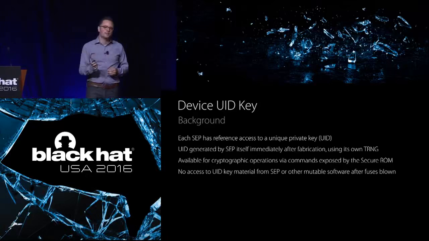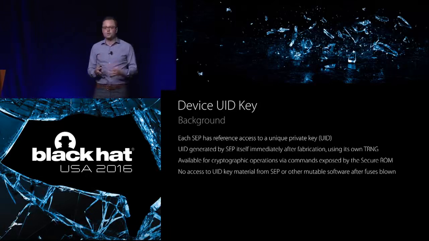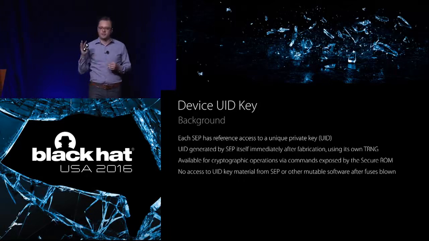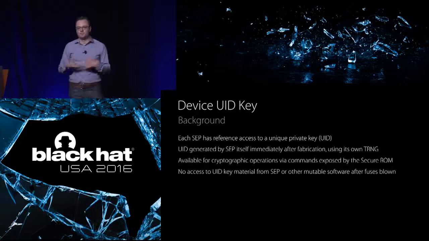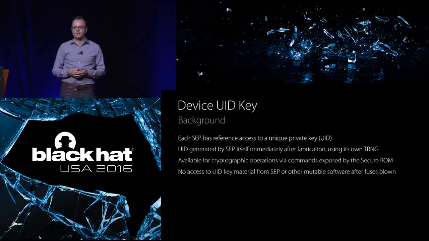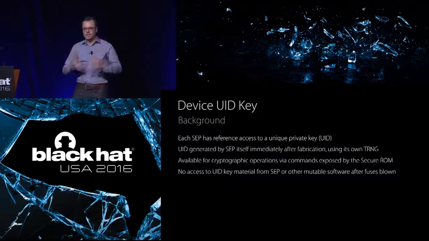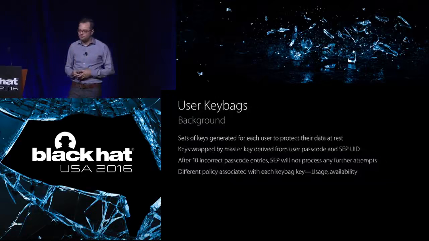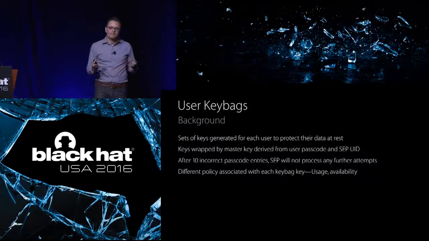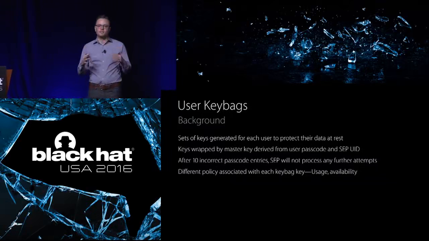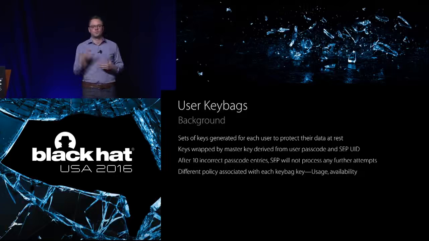In fact, the only way that the UID key can be used is through cryptographic operations that are exposed by the secure ROM, which is burned into the hardware at the factory and is not mutable. So no mutable software ever gets to see this key material, and it originated from within the core itself. Now that we have the UID key, that forms the root device key that will be used in deriving all the rest of the keys.